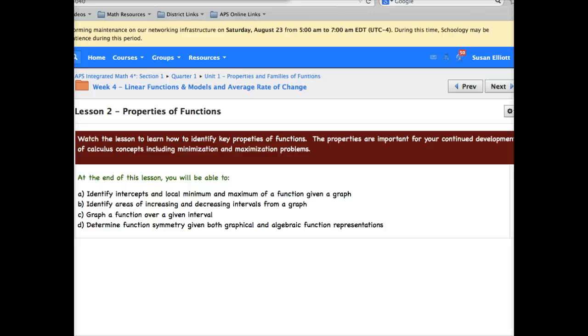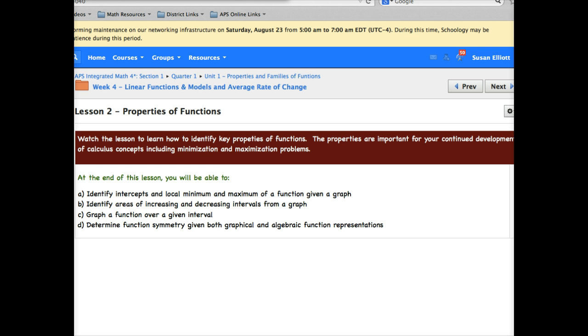Today we're going to be talking about properties of functions. These are very important to be able to identify, especially as you get into contextual problems or problems in calculus. Next lesson you'll be learning how to minimize and maximize, and so identifying those points will be critical.